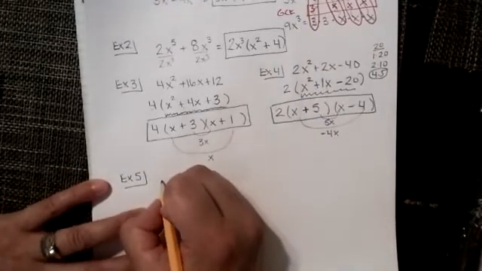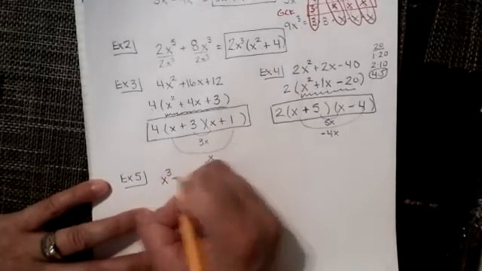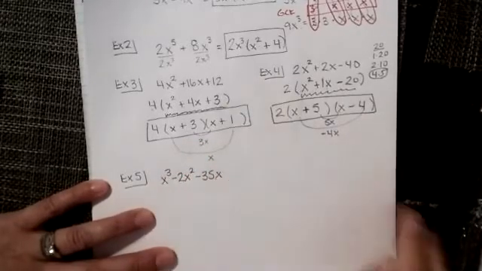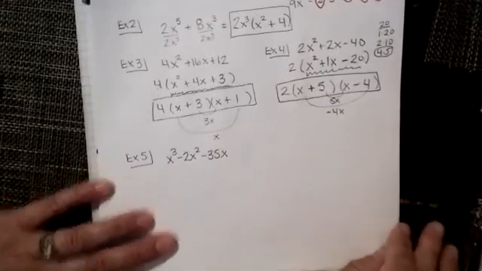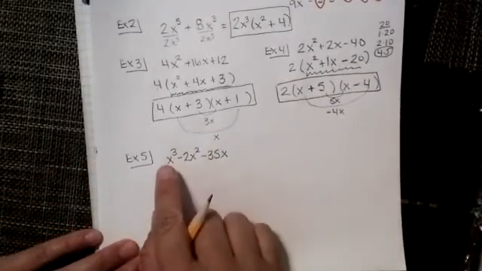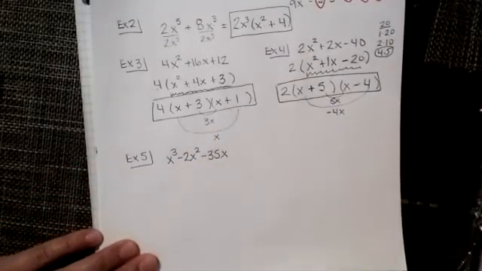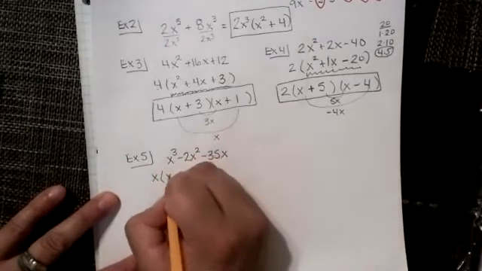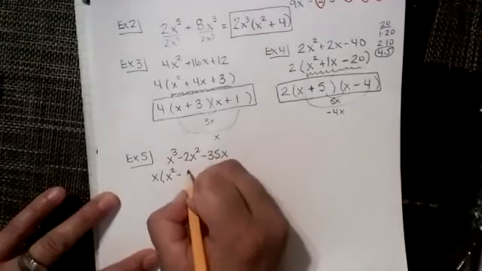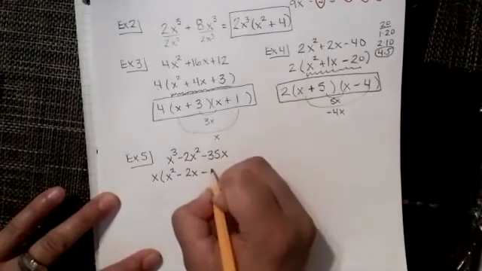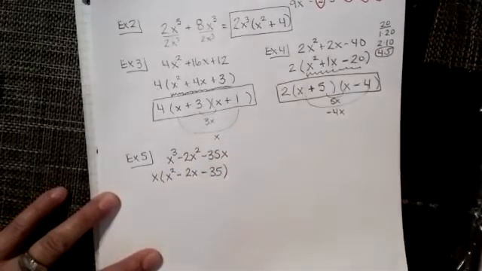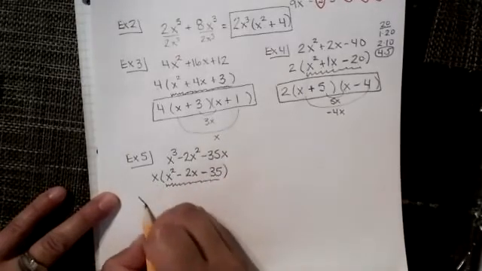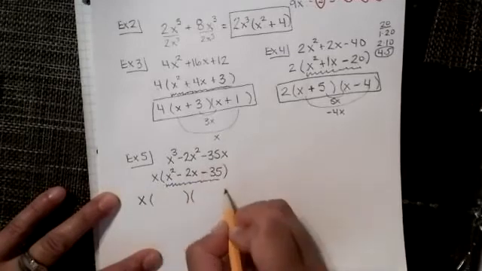Let's say I had x cubed minus 2x squared minus 35x. Your GCF does not always have to be a number. I notice that all of these have an x. So I'm going to factor out the x. So now I'm left with x squared minus, I took out one of the x's, so I'm left with 2x. I took out the x, I'm left with a 35. I'm now going to factor just that piece. Do not lose the x. It's still on the outside.